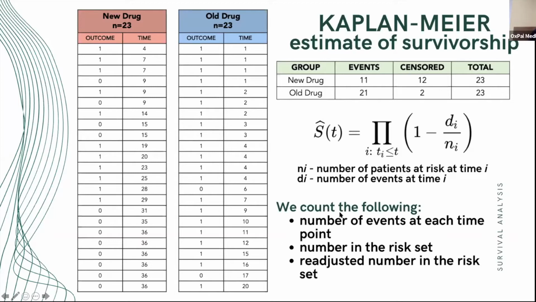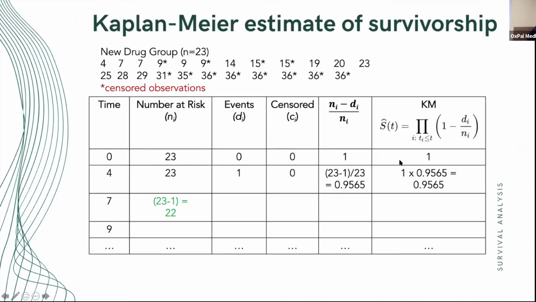But we count the following: the number of events at each time point. Kaplan Meier is an estimate of survivorship, and we look at the number of events at each time point, and then the number in the risk set. We will go through that together. And lastly, the readjusted number in the risk set. As a patient dies and falls out of that pool at risk, your number in the risk set will be smaller. I think it can be better shown here. Focus first on this.